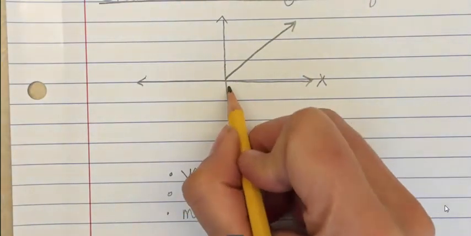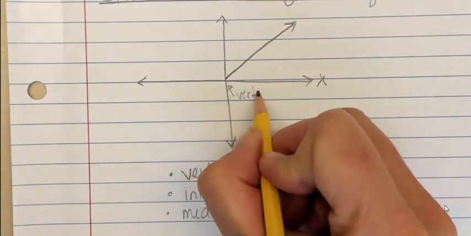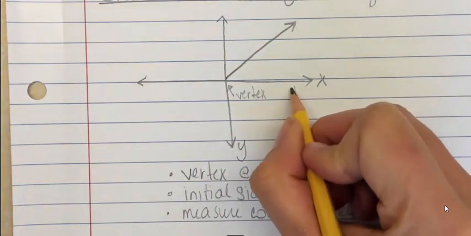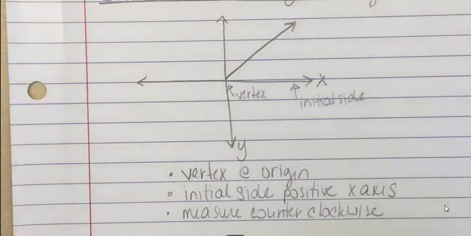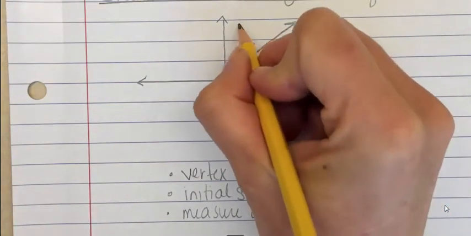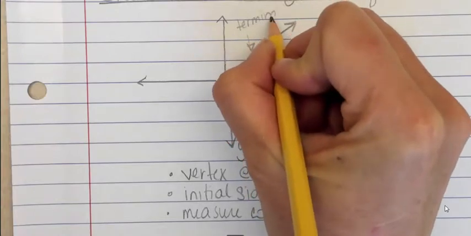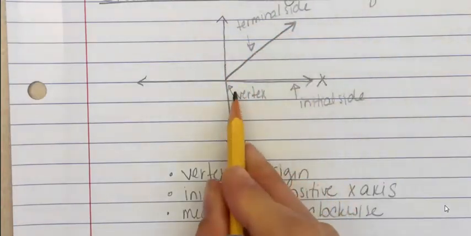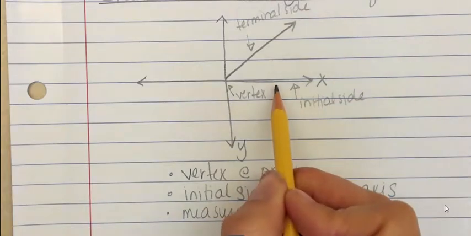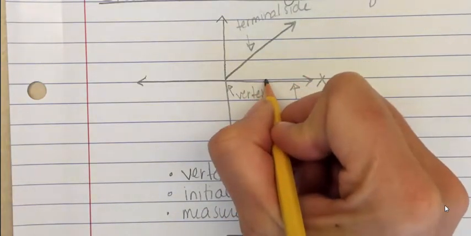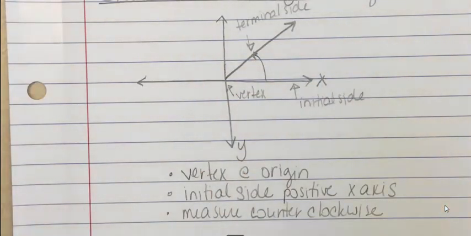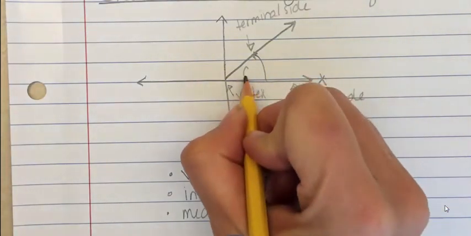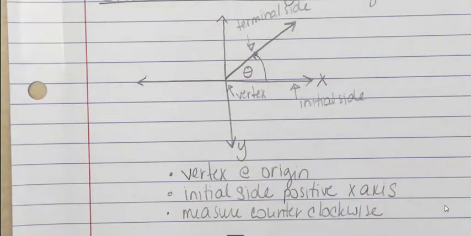So you can see that I've got a vertex here. This side right here is my initial side. This is my terminal side, where the angle ends. So the initial side and the terminal side make up the angle. The angle opens from the initial side, ends at the terminal side, and usually to represent an angle we use the Greek letter theta. So that's basically what any angle is going to look like.